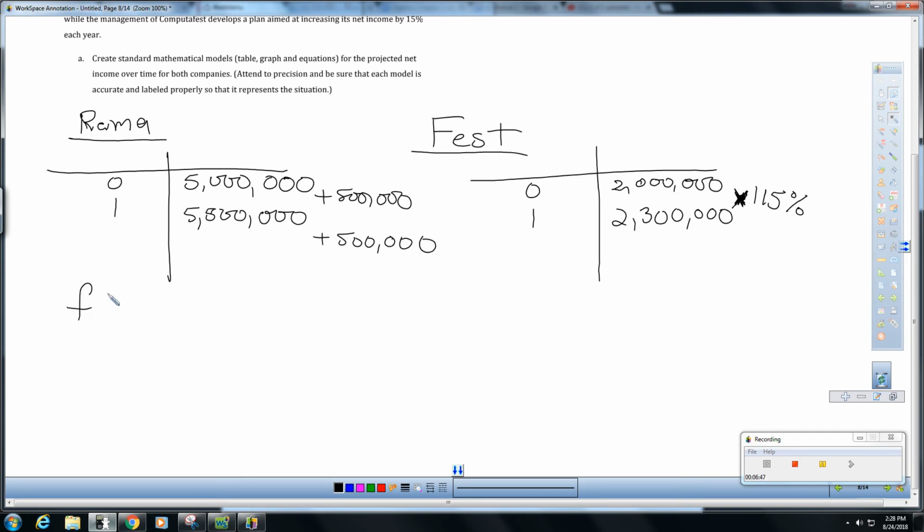The linear model is f of n equals mx plus b, or in this case mn plus b because it's a function of n. So f of n, well, what's the slope in this problem? The slope is the amount that it's going up by every time. So that is 500,000.